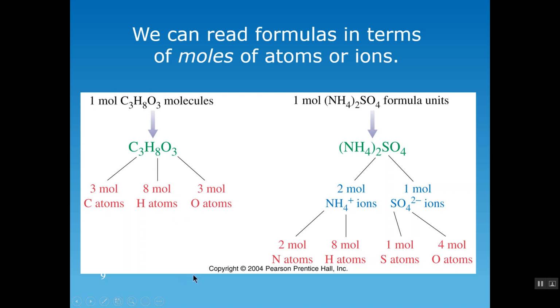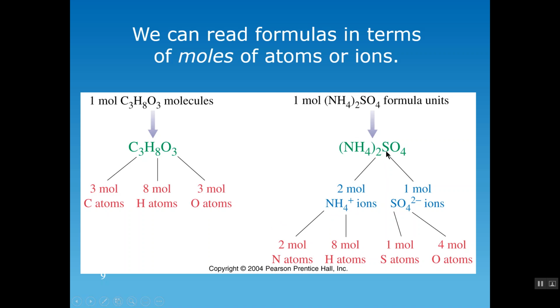And we can also apply that to formula units when it comes to ionic compounds. In this case here, we're working with 1 mole of ammonium sulfate, right? Now, if we have 1 mole of ammonium sulfate formula units, based on the formula, we can conclude that for every 1 mole of ammonium sulfate, there are 2 moles of ammonium ions. And we can actually break this down further to separate the nitrogen from the hydrogens. So we can conclude that there are 2 moles of nitrogen atoms and 8 moles of hydrogen atoms, all right?